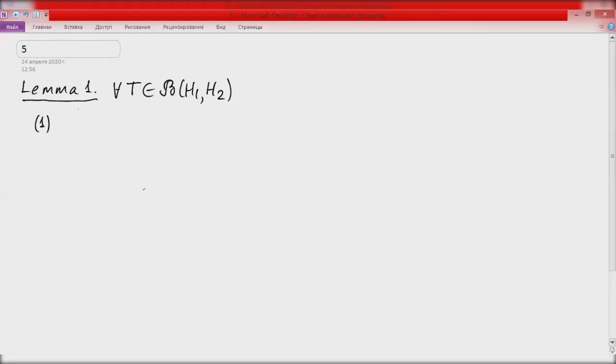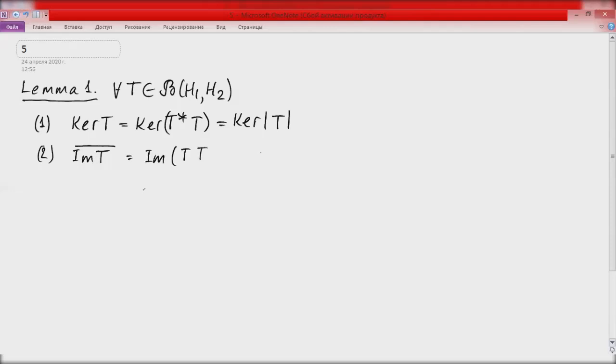Condition 1, the kernel of T equals the kernel of T star T and equals the kernel of the modulus of T. And condition 2, the closure of the image of T equals the closure of the image of T star and equals the closure of the image of the modulus of T star.